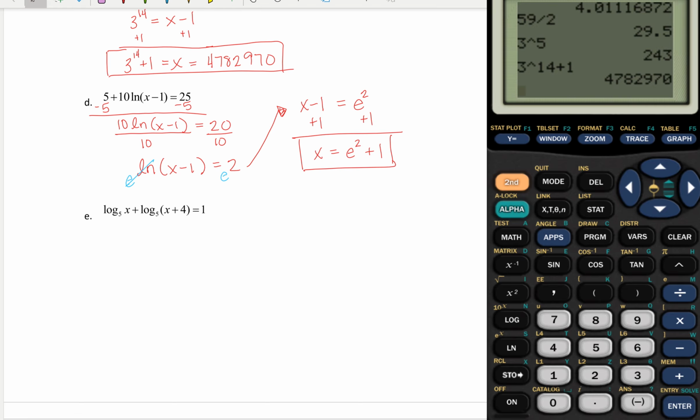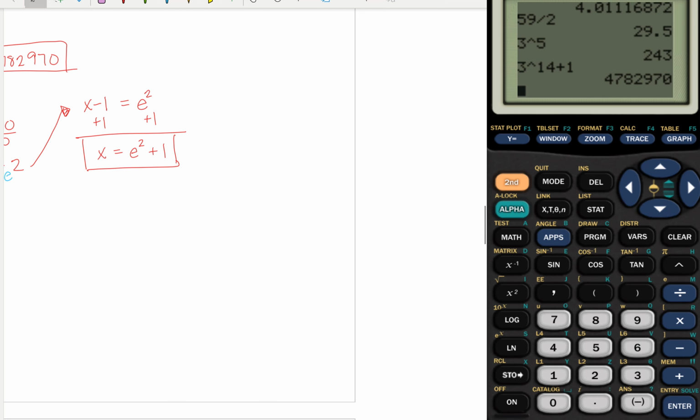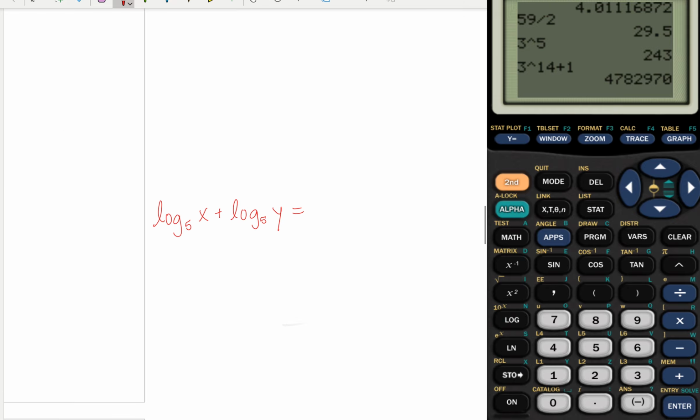Okay, E is a little bit more complicated. This is where you need to know your properties of logarithms. Remember, if they are being added, then technically they are being multiplied. I'm not sure if your other instructor went over the properties of logarithms, but if you have log base 5 of x plus log base 5 of y, this is technically the same as saying log base 5 of x times y.